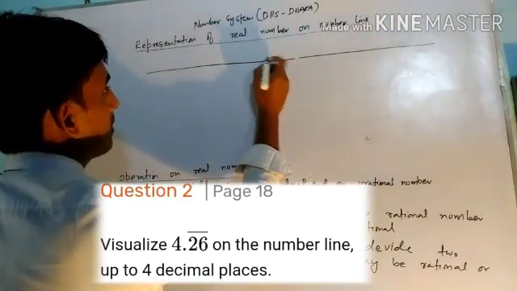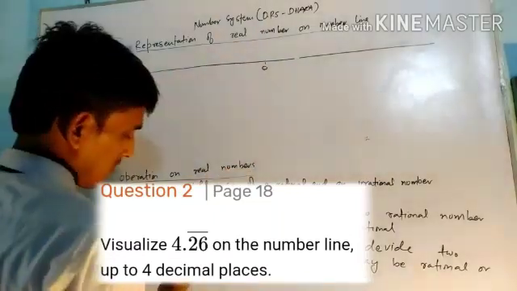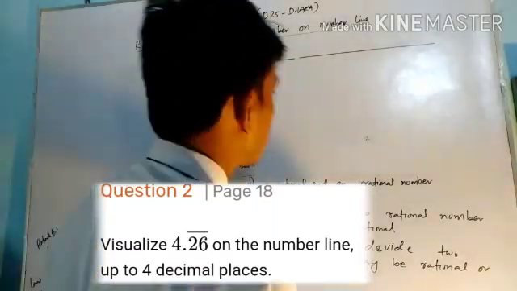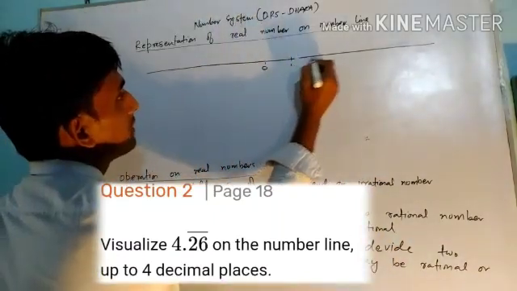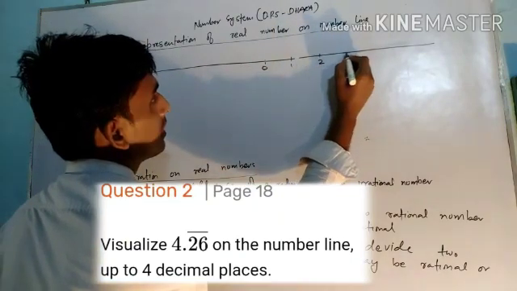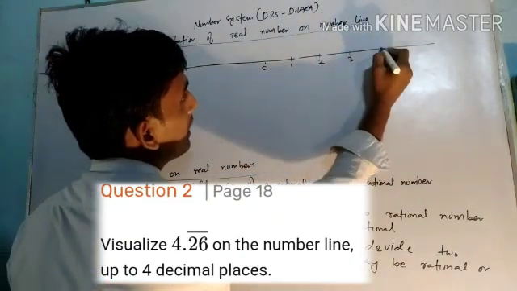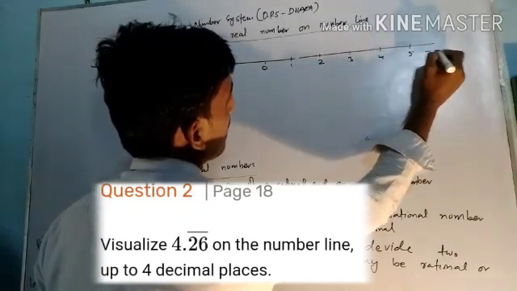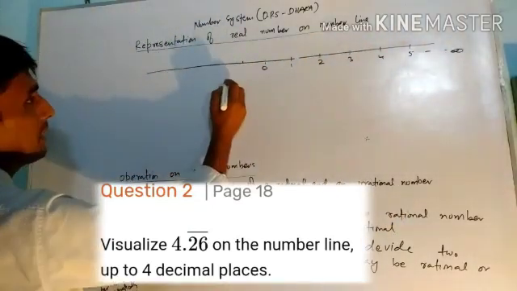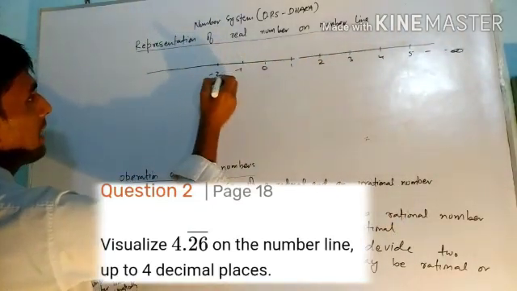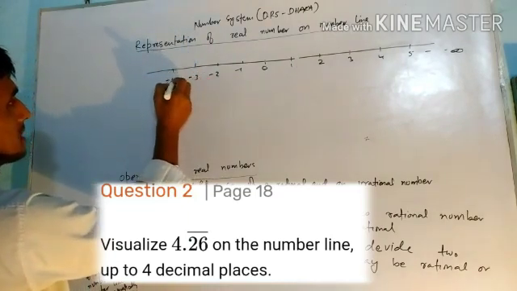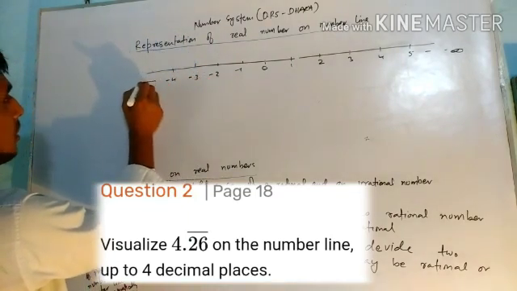This is a number line. This point represents 0, 1, 2, 3, 4, 5, up to infinity. And this point represents -1, -2, -3, -4 and so on up to infinity.